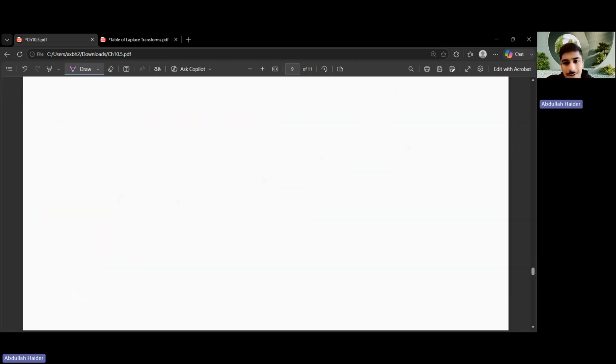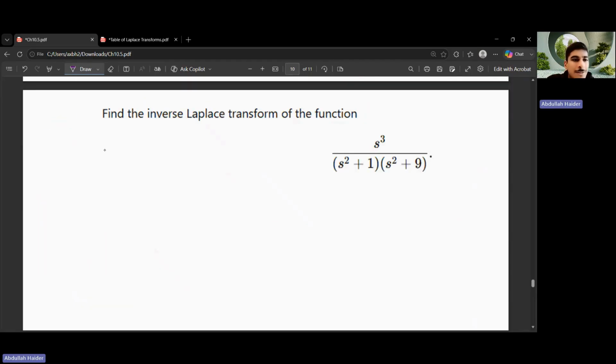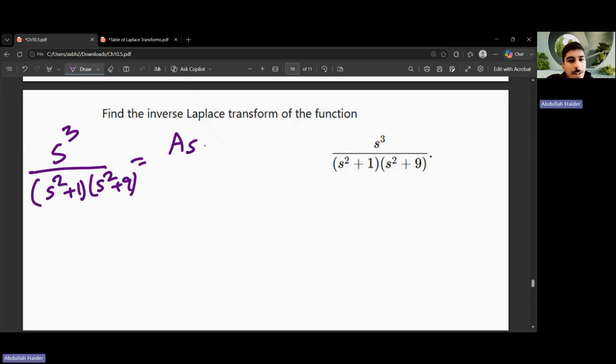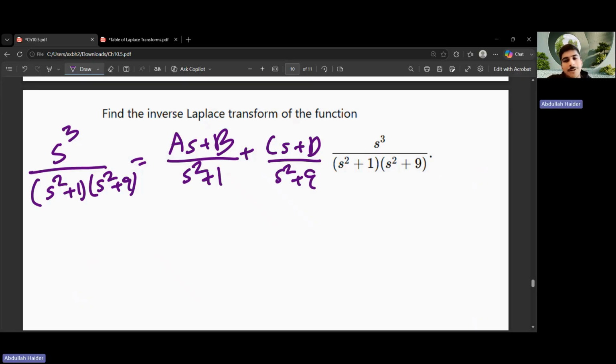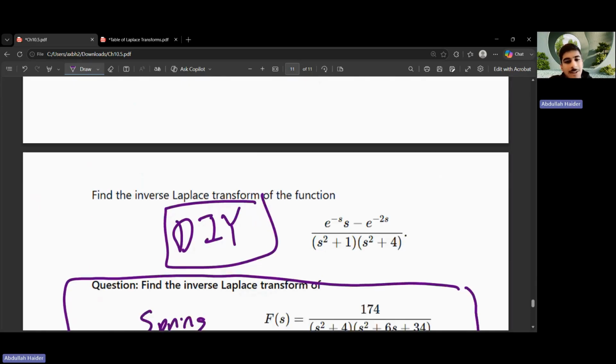You can do the rest of this yourself. And the same applies to this. I'm giving you just a hint of what to do. So s cubed over (s squared plus 1)(s squared plus 9), same idea. You can do this as (As plus B) over (s squared plus 1) plus (Cs plus D) over (s squared plus 9). And you can simply use the partial fractions method to do the rest of these questions.